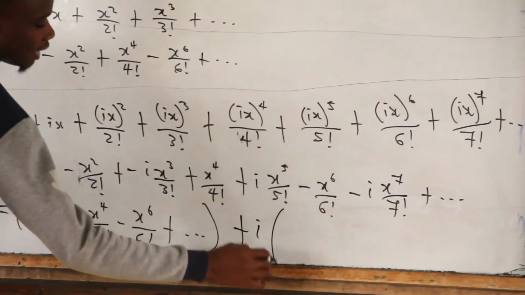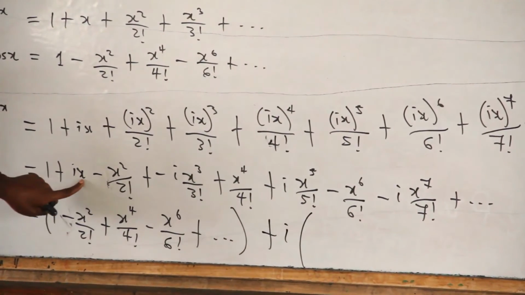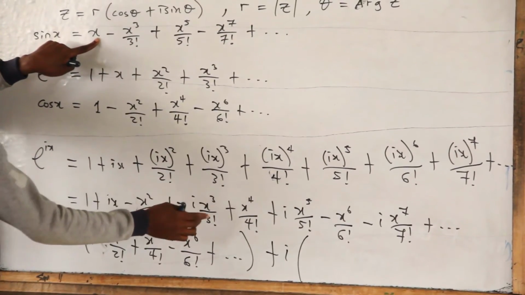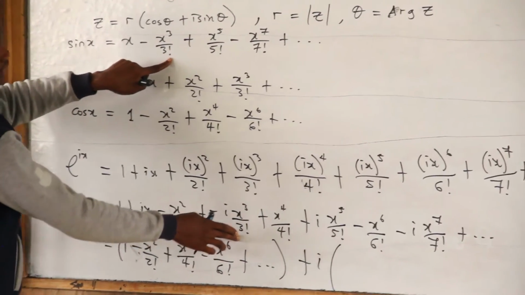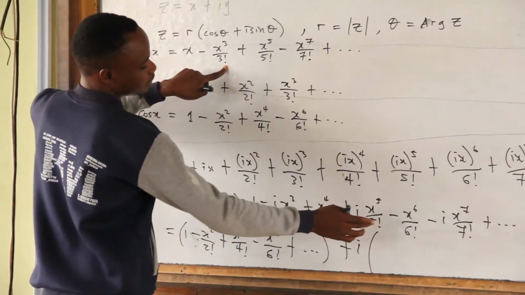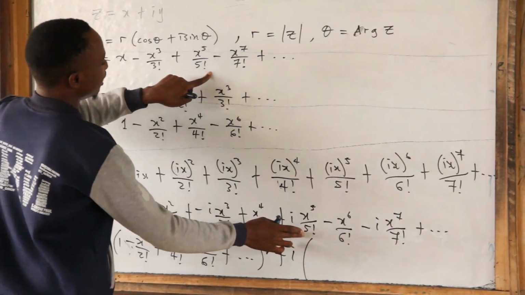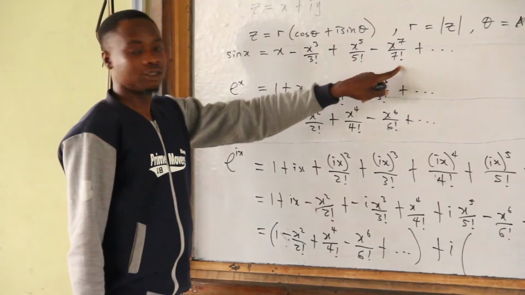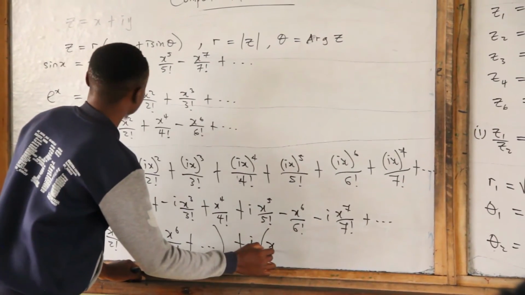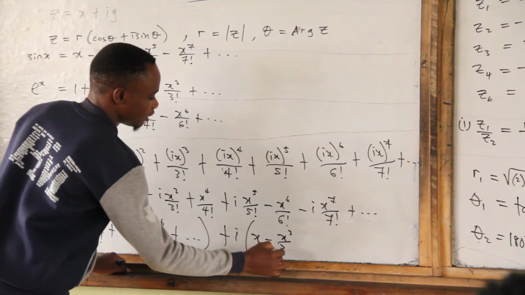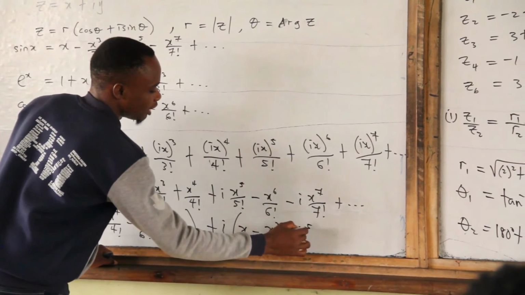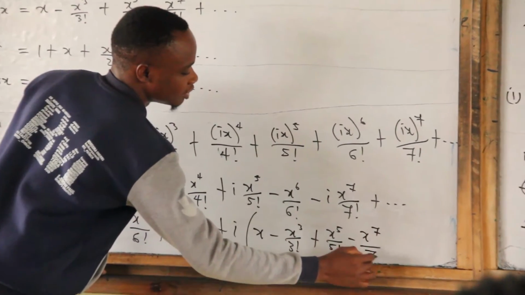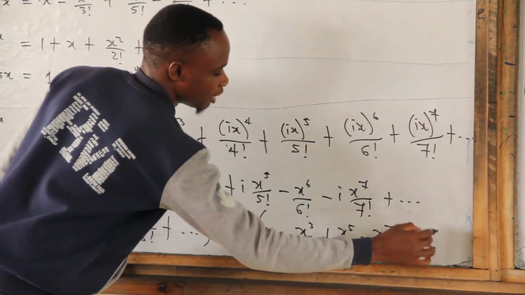Plus, then I'll put together those terms containing i. So I'll factorize i, and what do I have left? x, right? So that is x. I have minus x raised to power 3 over 3 factorial, that is it here. Do you understand that? Then x raised to power 5 over 5 factorial, this is it here. Minus x raised to power 7 over 7 factorial. Do you get that? So that would be x minus x to power 3 over 3 factorial plus x to power 5 over 5 factorial minus x to power 7 over 7 factorial plus blah blah blah.